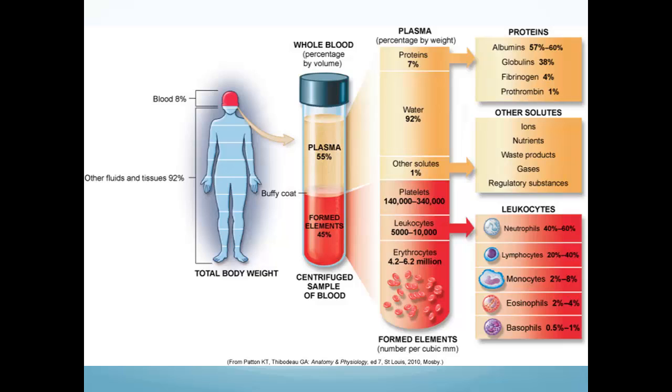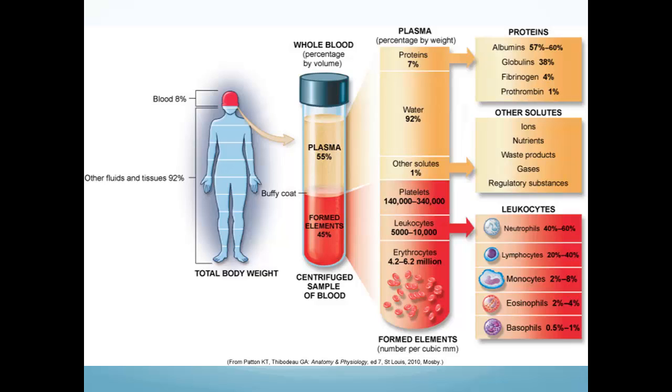When we're taking a look at our total body weight and the total amount of fluids and so on we have in the body, we have about 92% of our overall weight being other fluids and tissue. Remember, there's got to be some tissue in there too. But we have quite a bit of our body weight that's made up just by fluid. And then blood is still going to account for about 8% of our total body weight.